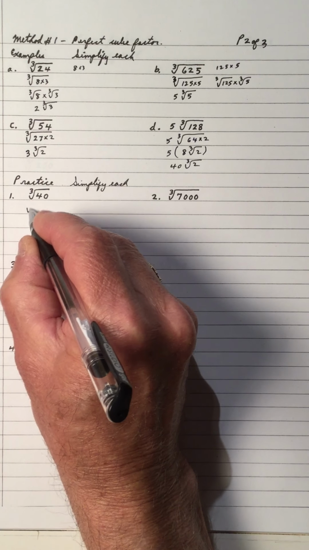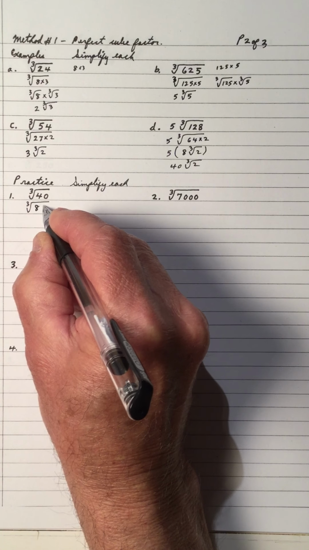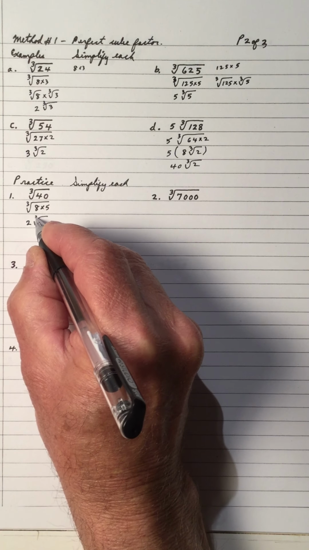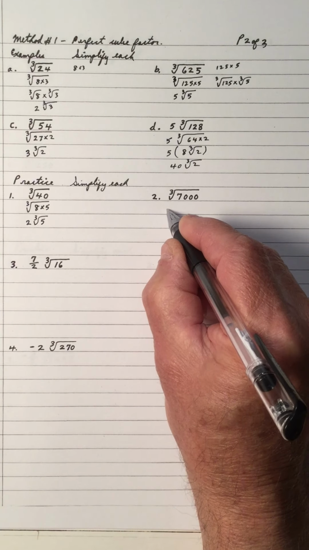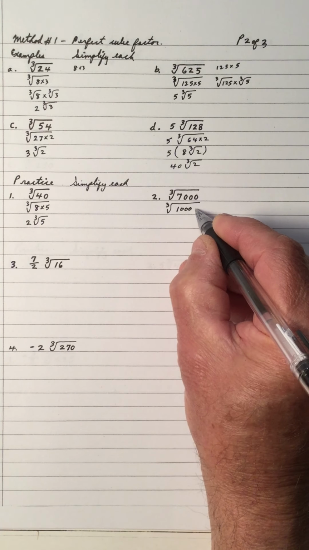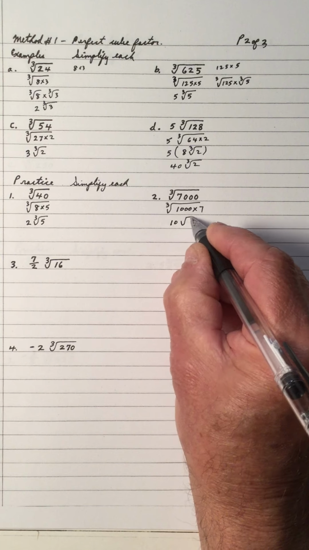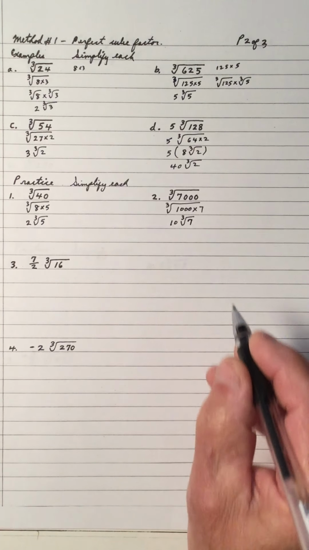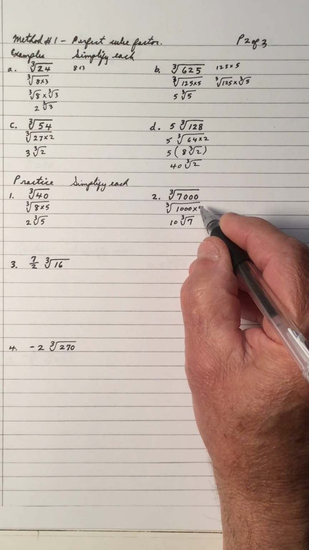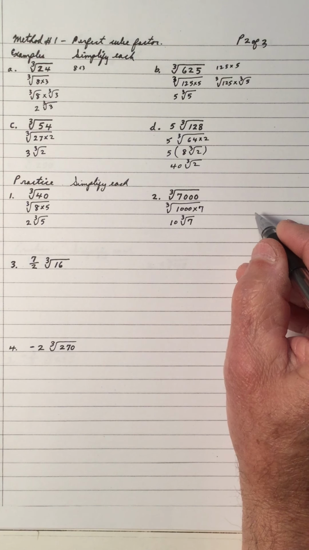Practice, simplify each. So 40, what perfect cube is a factor of 40? It's 8 times 5 is 40. The cube root of 8 is 2. And we can't do the cube root of 5. The cube root of 7,000: the perfect cube is 1,000 times 7. The cube root of 1,000 is 10. Can't do the cube root of 7. For a cube root, you need 3 factors that are the same. The cube root of 8 is 2 because it's 2 times 2 times 2. The cube root of 27 is 3 because it's 3 times 3 times 3.